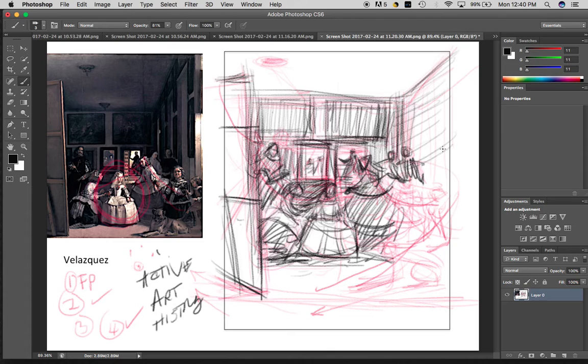So I'll give a little indication to this back wall, and then I'll start to wrap this up. We have the dwarf attendant here. She's beautifully painted, one of my favorite figures in the composition. She's a beautiful character.